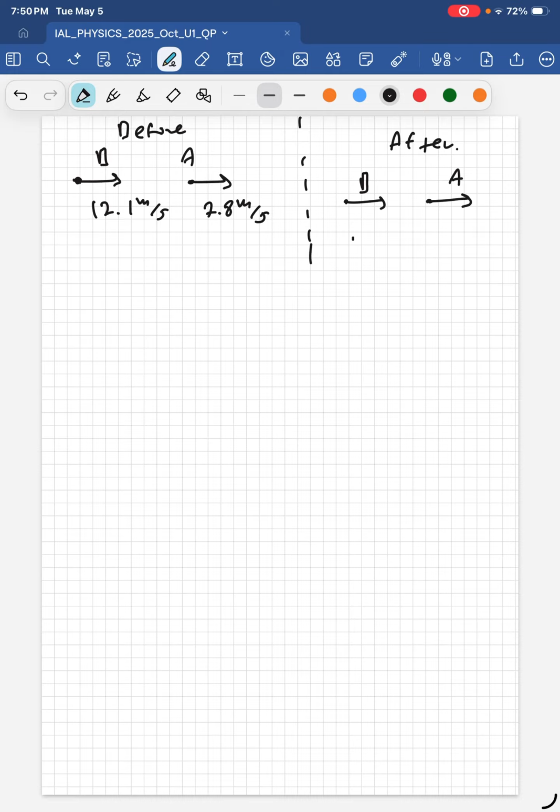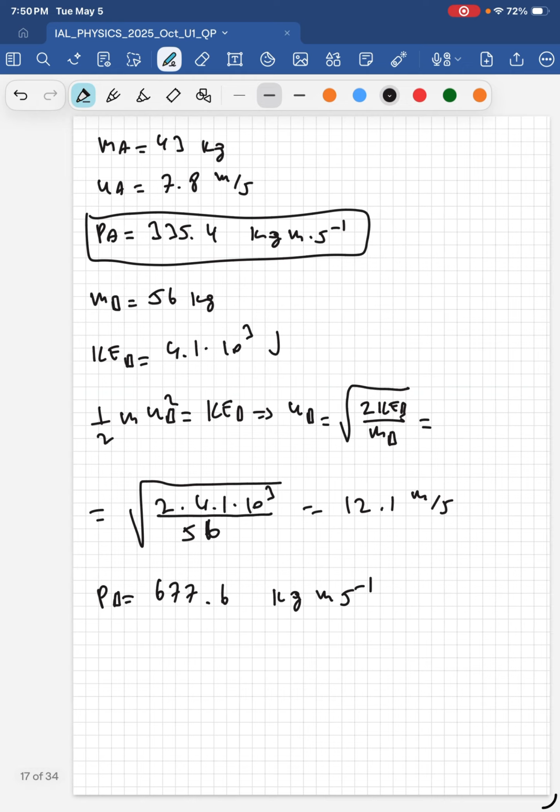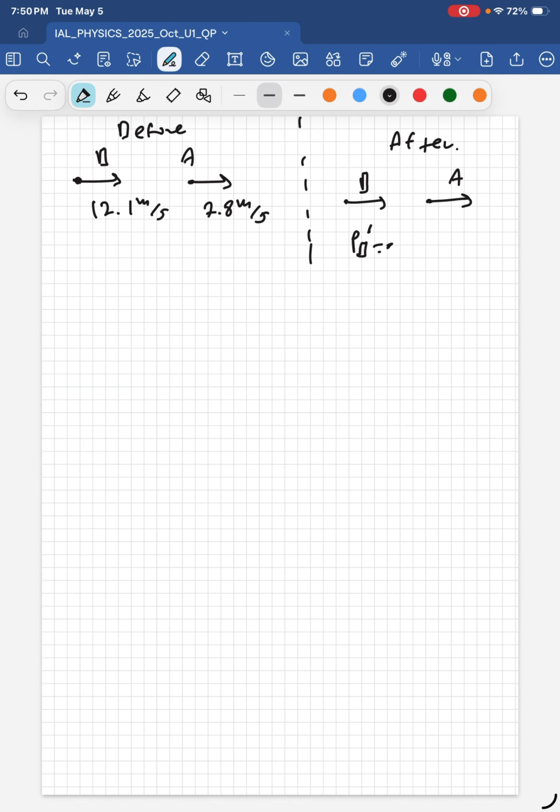And we are actually given the momentum of B after the collision. So PB prime is 530 kilograms meters per second. Okay, so we have all the momenta. We calculated all the momenta, and we are looking to find the velocity of A after the collision.